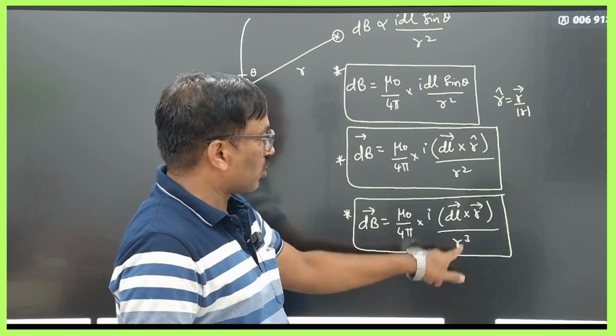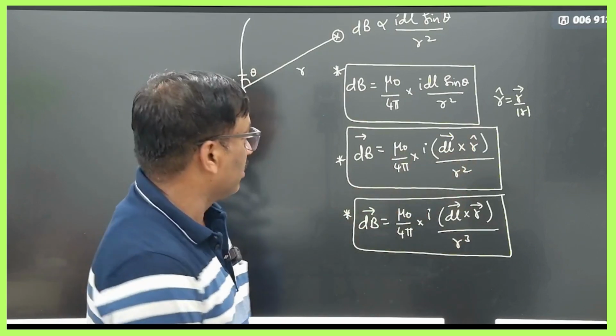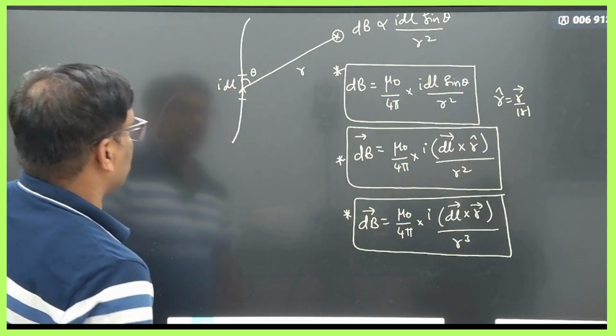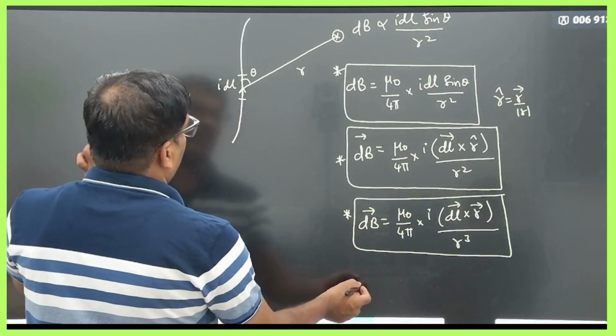R vector means R cube, R cap means R square. Clear? So this is your magnetic field, which can be calculated by using the Biot-Savart law, right?